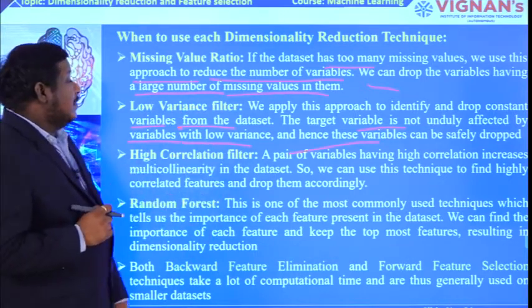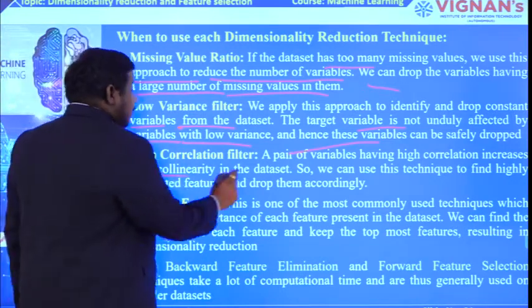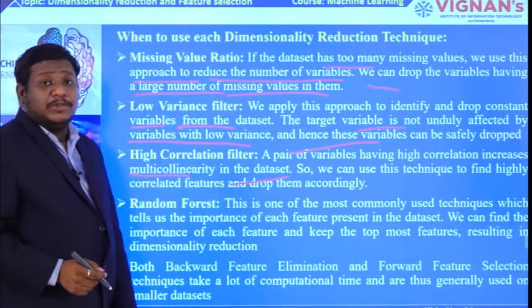High correlation filter: a pair of variables having high correlation increases multicollinearity in the data set. So, we can use this technique to find highly correlated features and drop them accordingly.